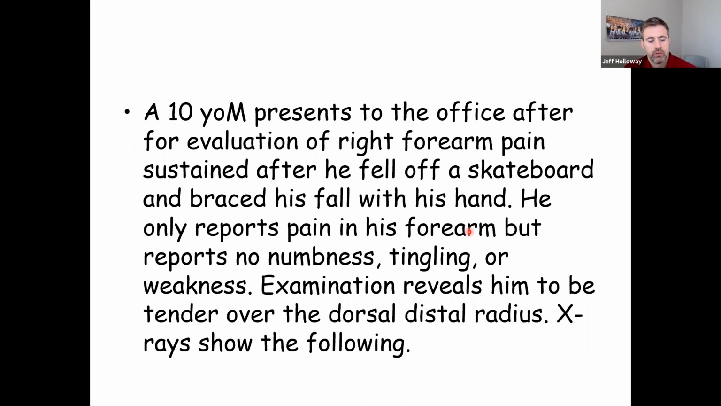He's tender over his distal radius. And so you're going to get x-rays, which is perfectly fine. But what is the differential in this kid? What are some of the injuries he could have?